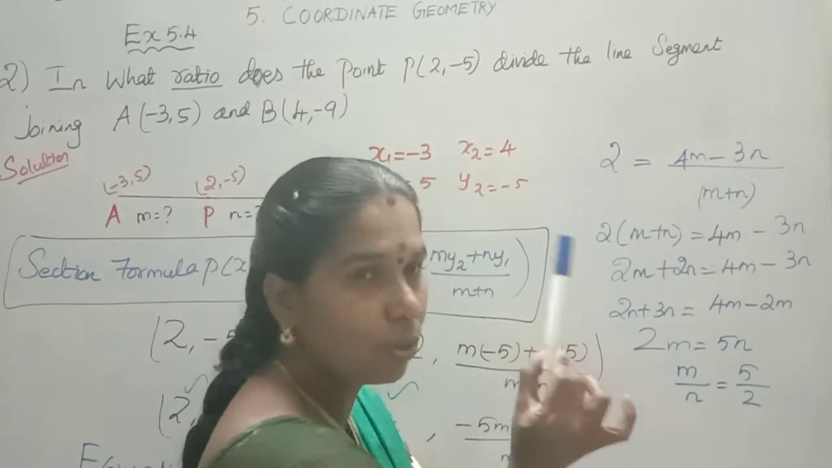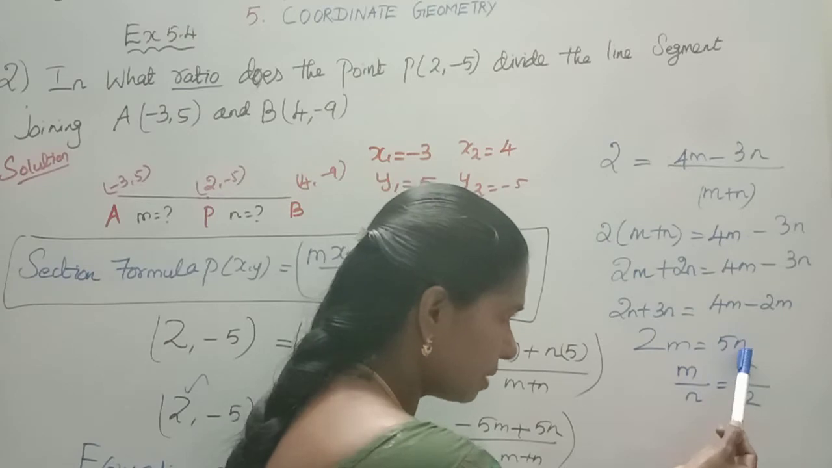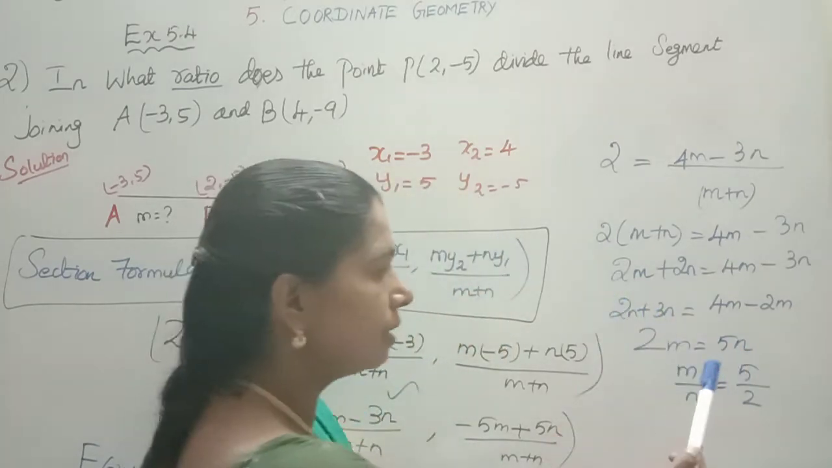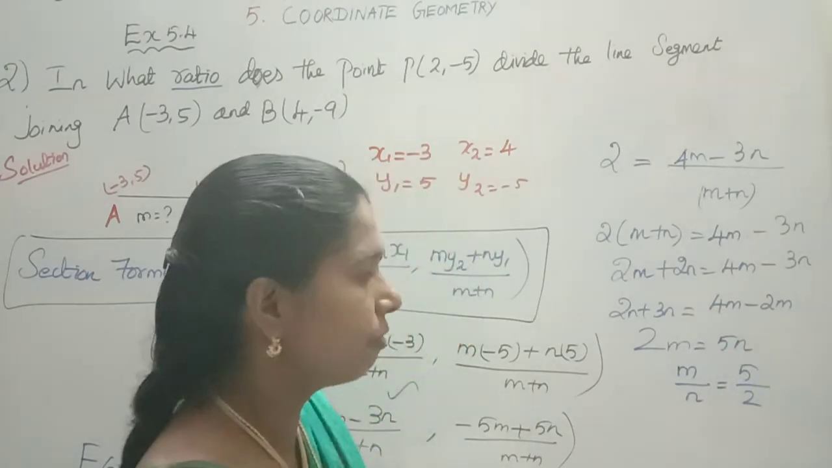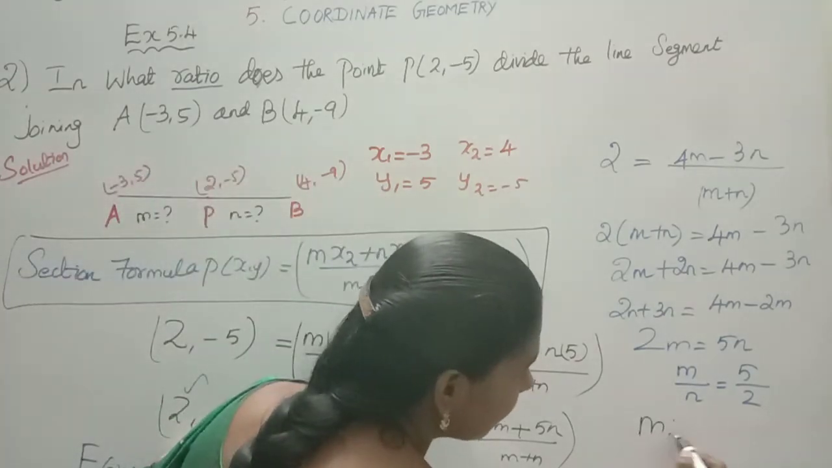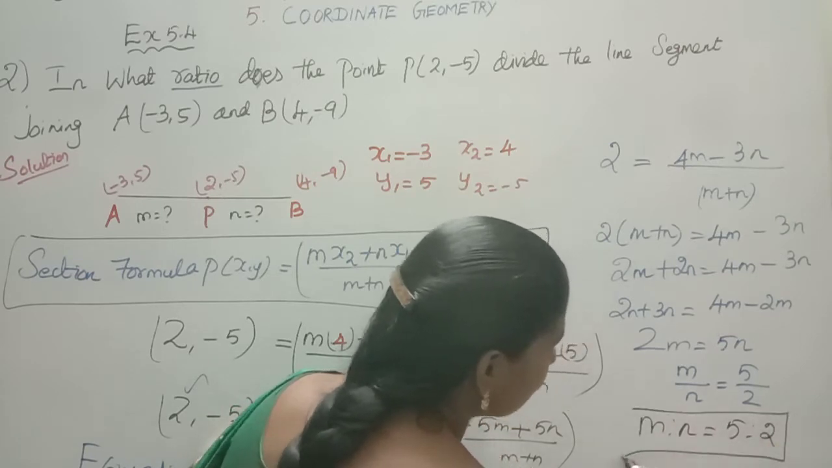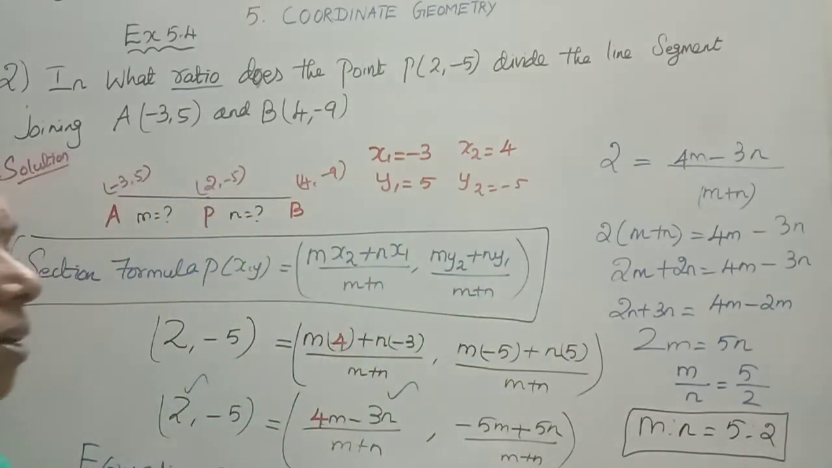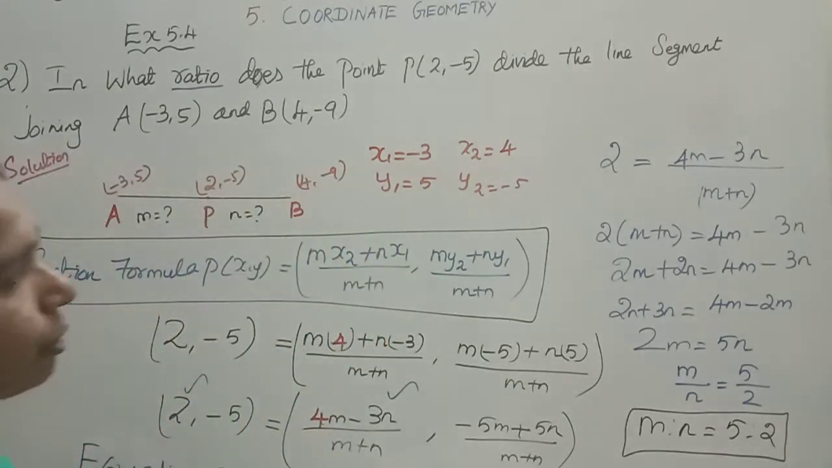Here you do one small step. Here I am having m on this side. I am taking the variable n to the denominator, then I am taking the number 2 to the denominator. So it comes 5 by 2. So m by n means what? It is equal to m is to n. So here we are getting m is to n equal to 5 is to 2. We want that ratio only. So in what ratio does the point P of x comma y divide the line segment AB? Yes, the answer is 5 is to 2. If you want, you can do it using the y coordinate also. You will get the same answer, 5 is to 2. That's all the sum.